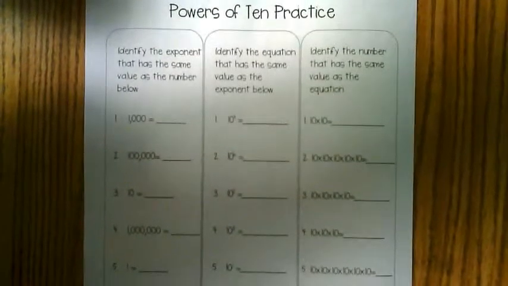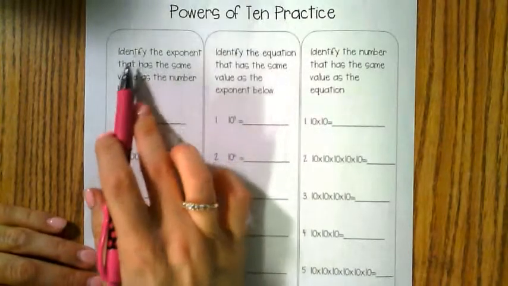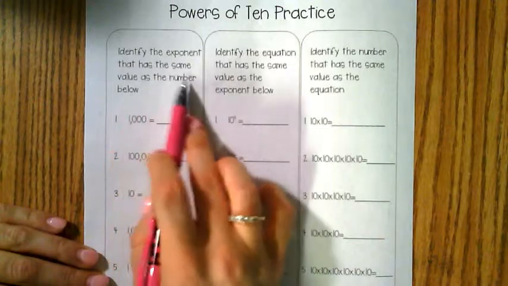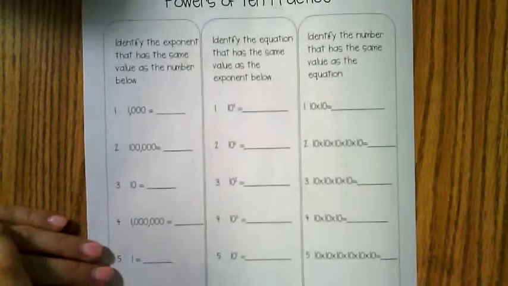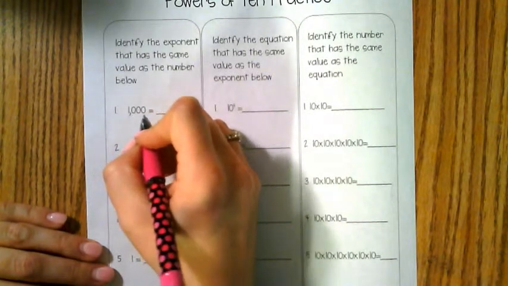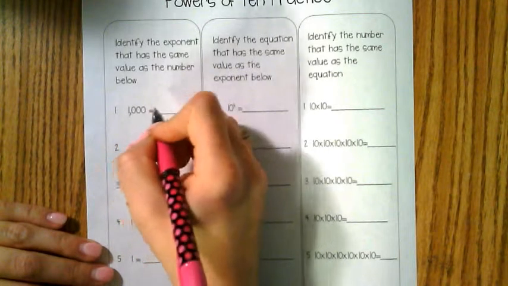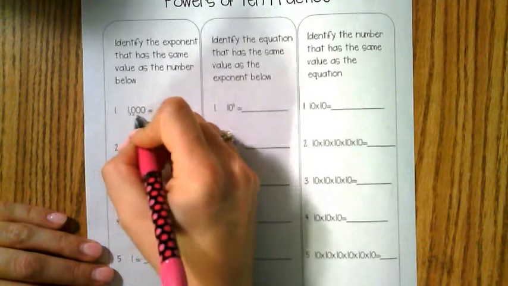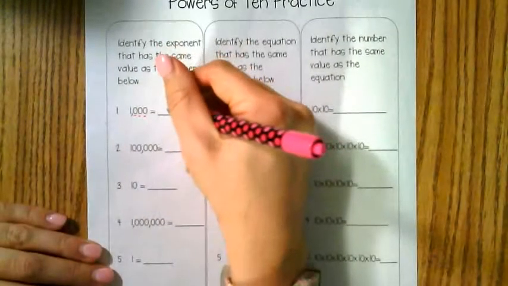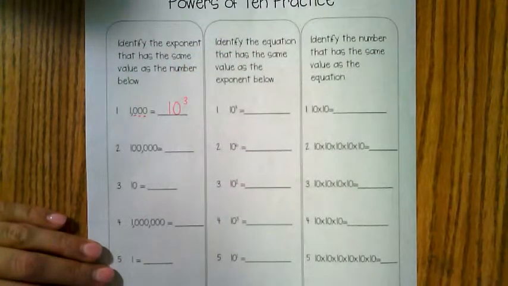All right, let's look at our homework for tonight. The first column says that we must identify the exponent that has the same value as the number below. All right. Well, number 1 is the number 1,000. If we remember our trick, the number of zeros tells us the exponent. 1,000 has 1, 2, 3 zeros. So that means that our answer is 10 to the 3rd power.